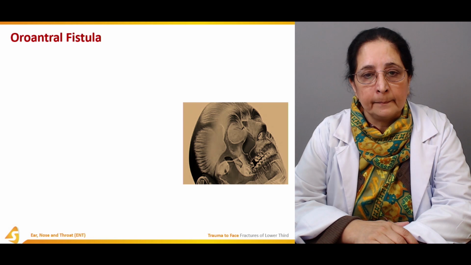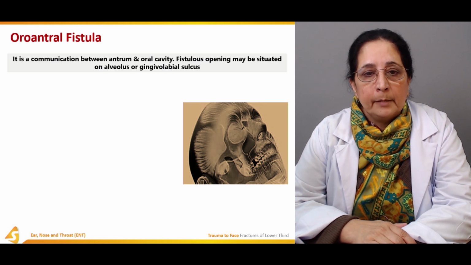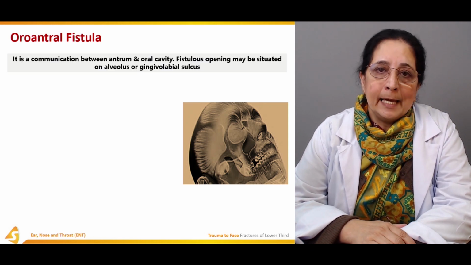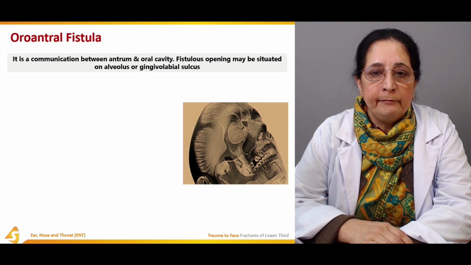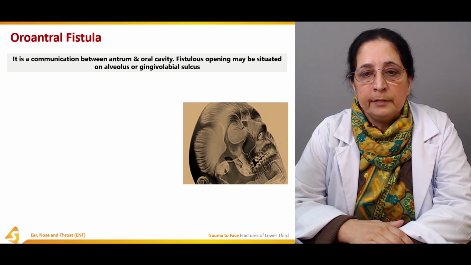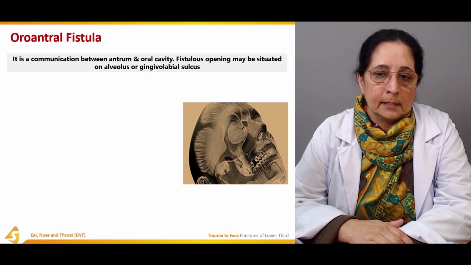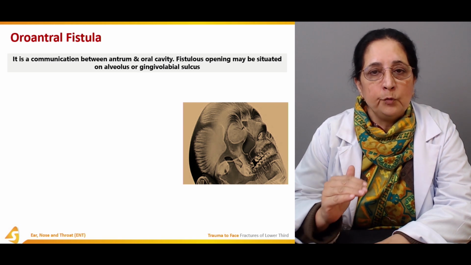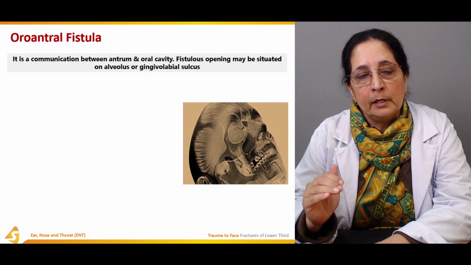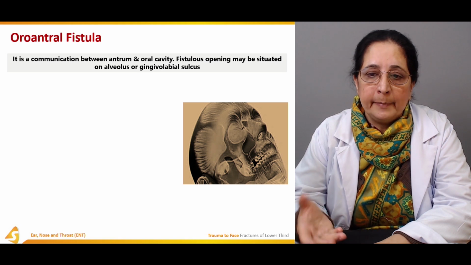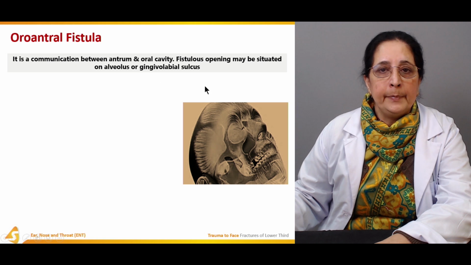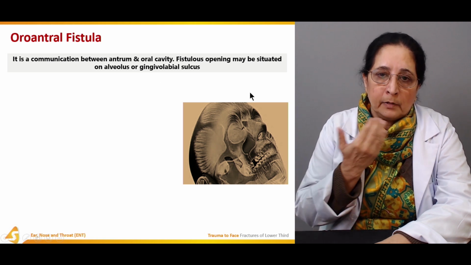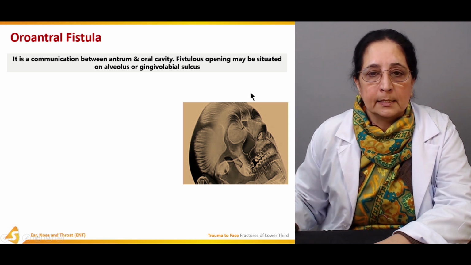Oroantral fistula. It is a communication between the antrum and oral cavity. Fistula's opening may be situated on alveolus or gingivolabial sulcus. So it's the connection between the antrum and the oral cavity, and the location is mainly on alveolus and gingivolabial sulcus. Gingiva is for the gums.